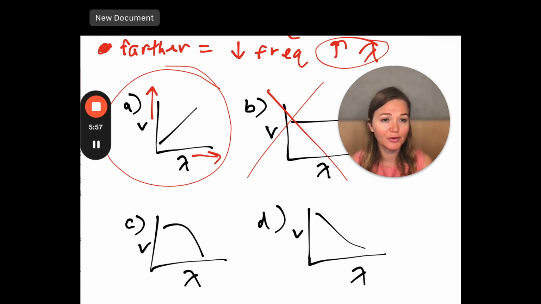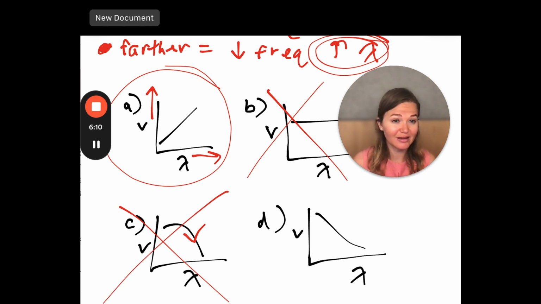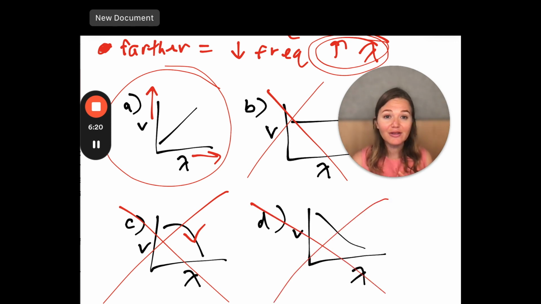And C, we were looking for an increase in wavelength, we said, right? We want to increase wavelength. But what's happening in C is actually we're getting a decrease in wavelength, okay? So C is out. And then what's going on with D? Again, we're getting another decrease in wavelength. This time it's just a linear decrease instead of an exponential decrease. Okay, so that's why the answer is A.